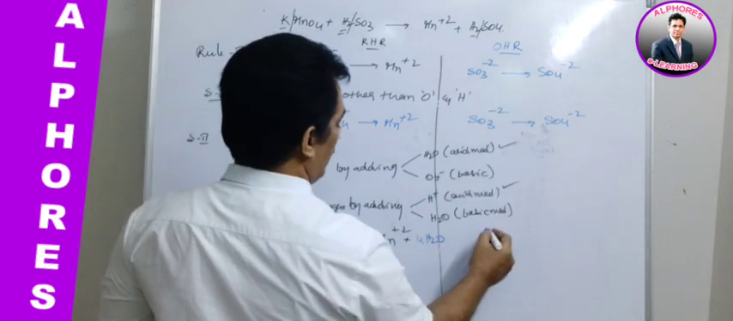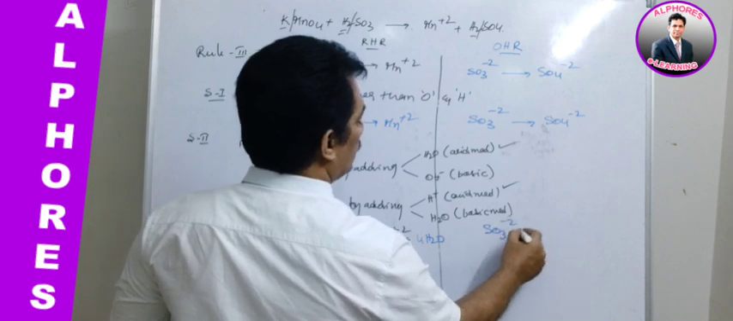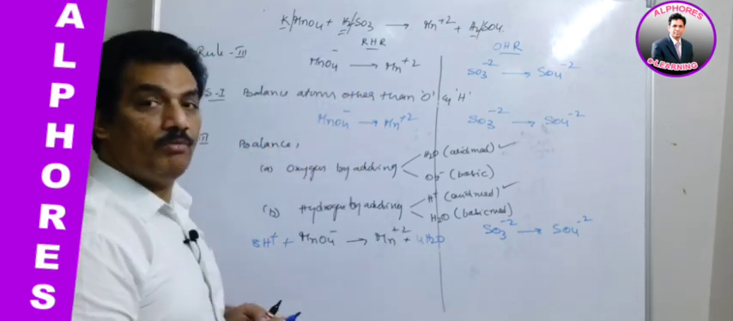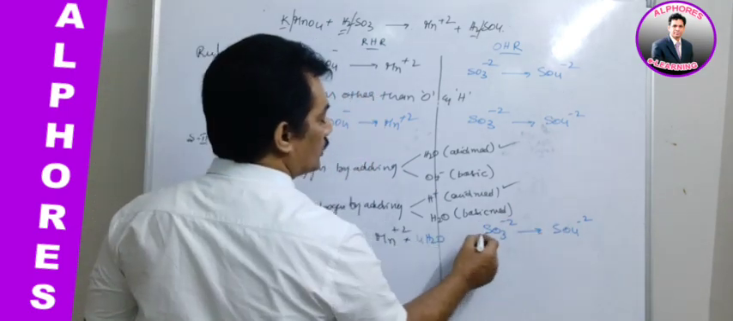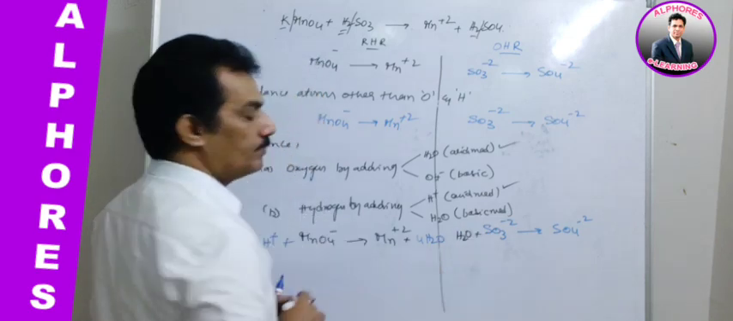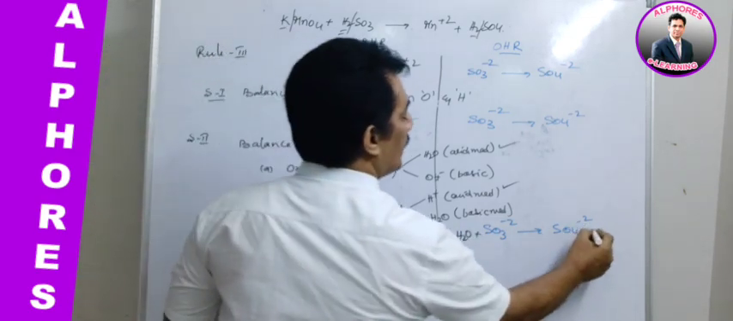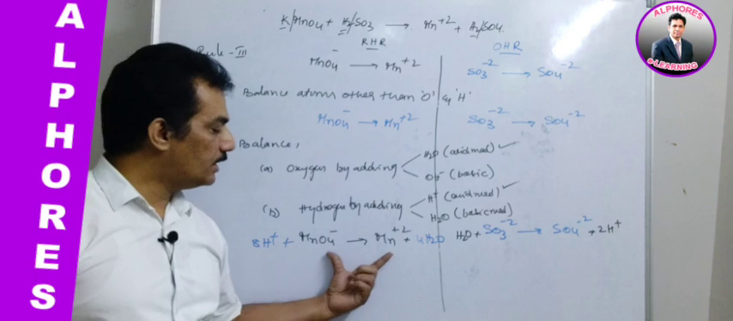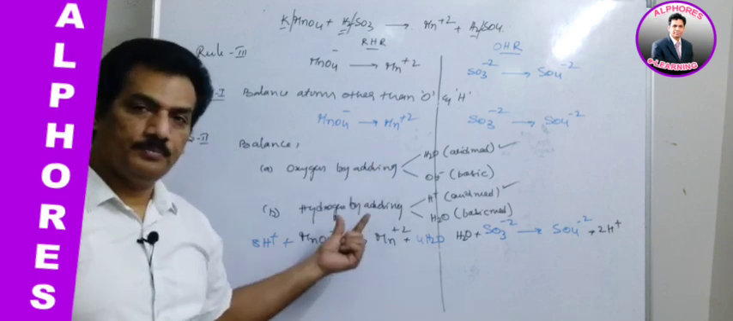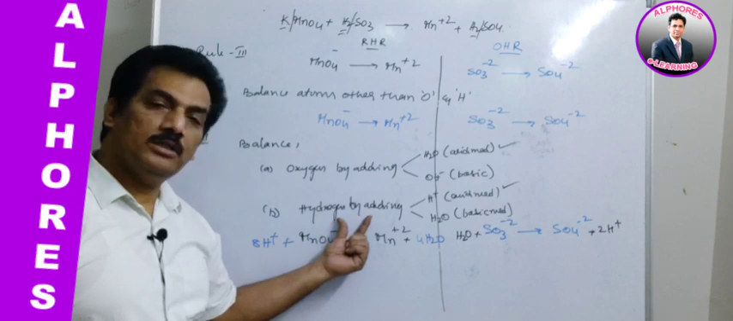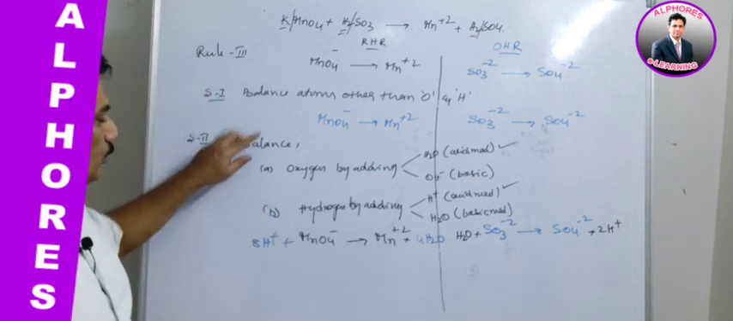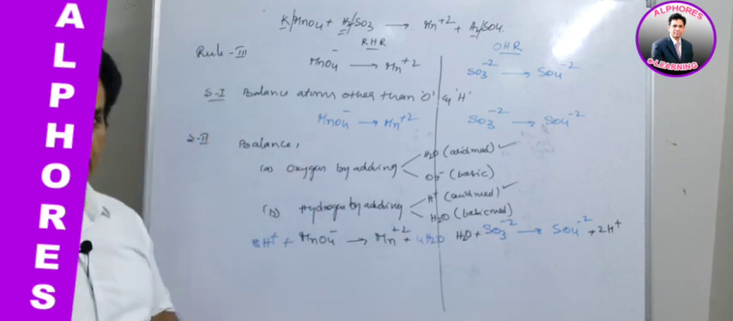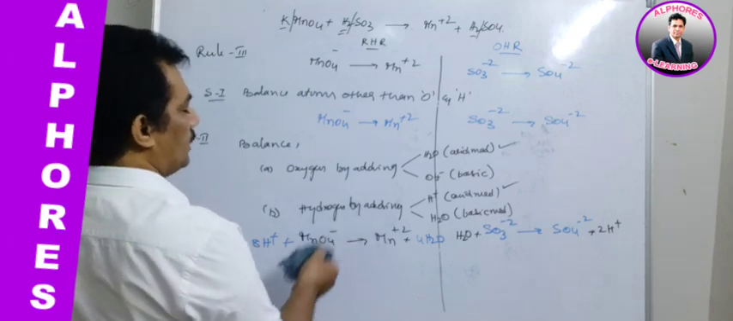Similarly this side it is SO3 minus 2 giving SO4 minus 2. Here oxygen is 3 but this side 4, and thereby to balance that 4th oxygen we are adding H2O this side, and to balance this hydrogen we are adding 2H plus. This is what we are getting after following the second step, step 2, balance oxygen and hydrogen. After that we are getting these two half reactions. Clear?